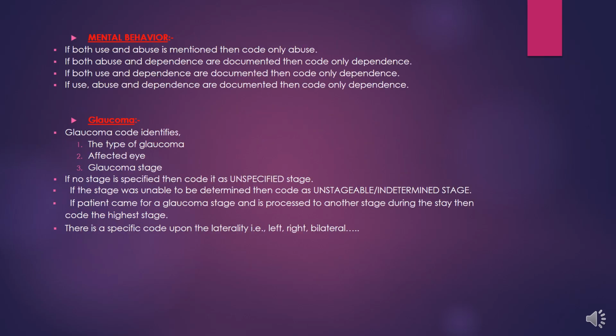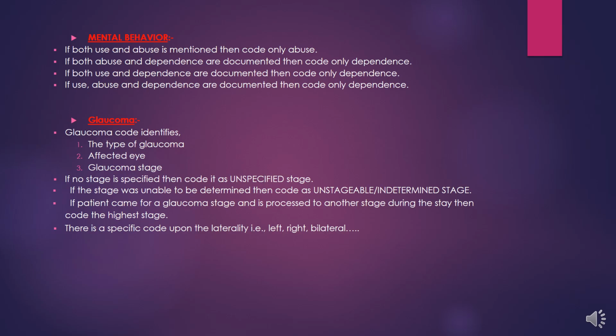Substance use: if both use and abuse are mentioned, then code only abuse. If both abuse and dependence are documented, then code only dependence. If both use and dependence are documented, then code only dependence. If use, abuse, and dependence are documented, then code only dependence.